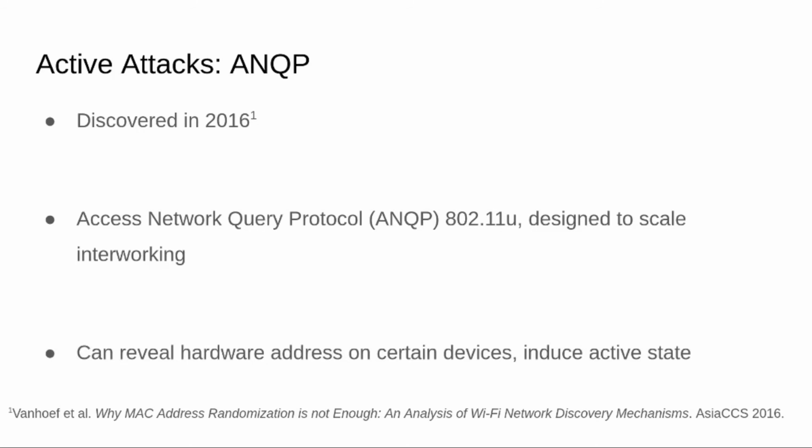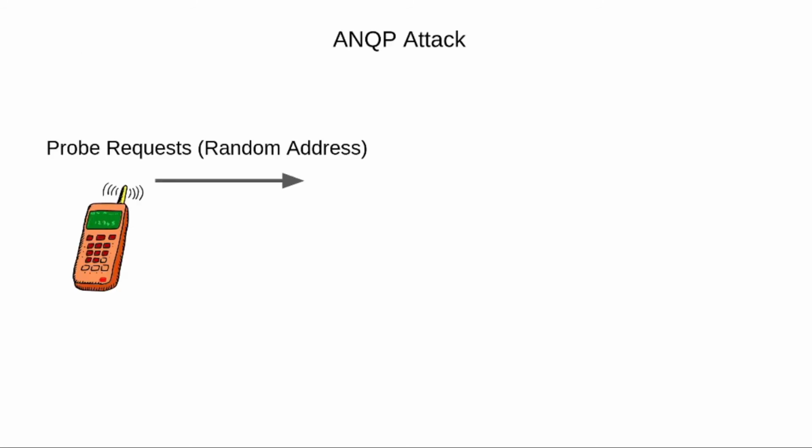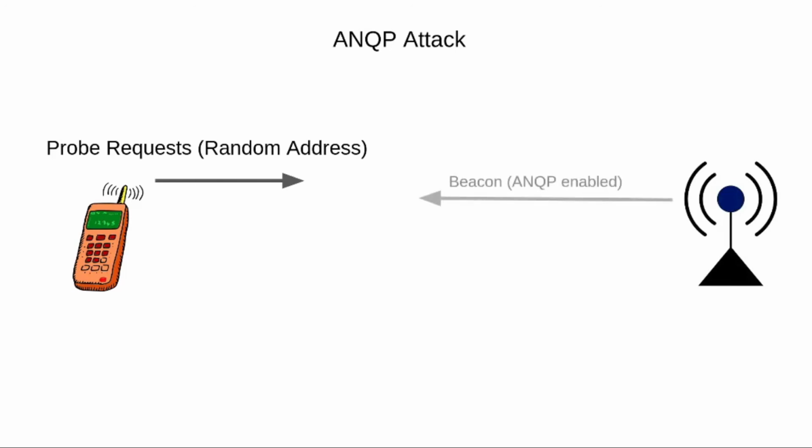So let's see how that works. A device is sending probe requests out with a random address, and then an access point comes along and sends out a beacon that says, hey, I support ANQP. And the device goes, hey, I love ANQP so much that I will enter the action state. Right? So any action state behaviors that we talked about, like some devices will start sending their hardware address in their probe requests instead of the random address.